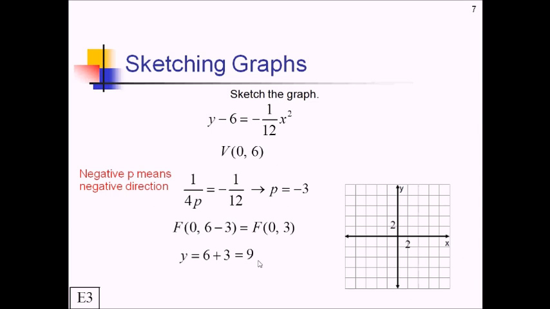And let's graph all that out. So we have a vertex at 0, 6. Focus at 0, 3. That's right here. Directrix is y equals 9. That'll be a horizontal line up here.